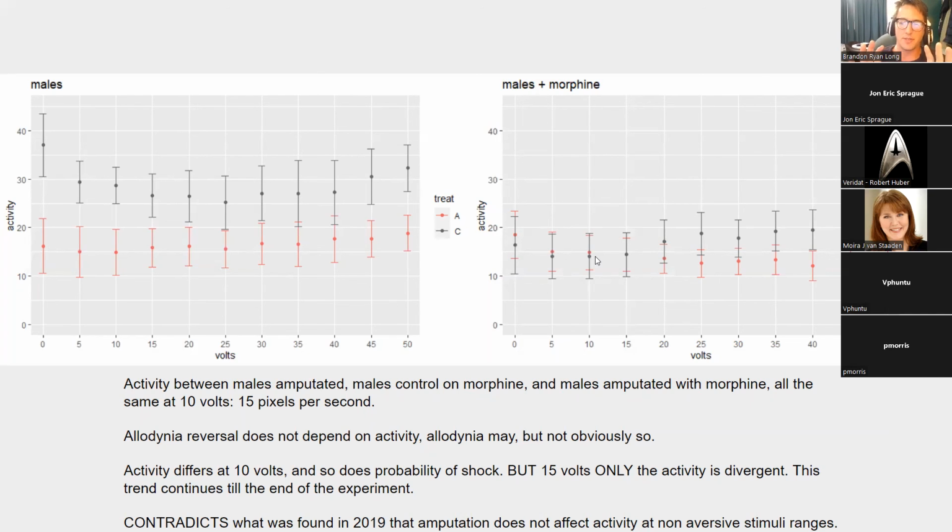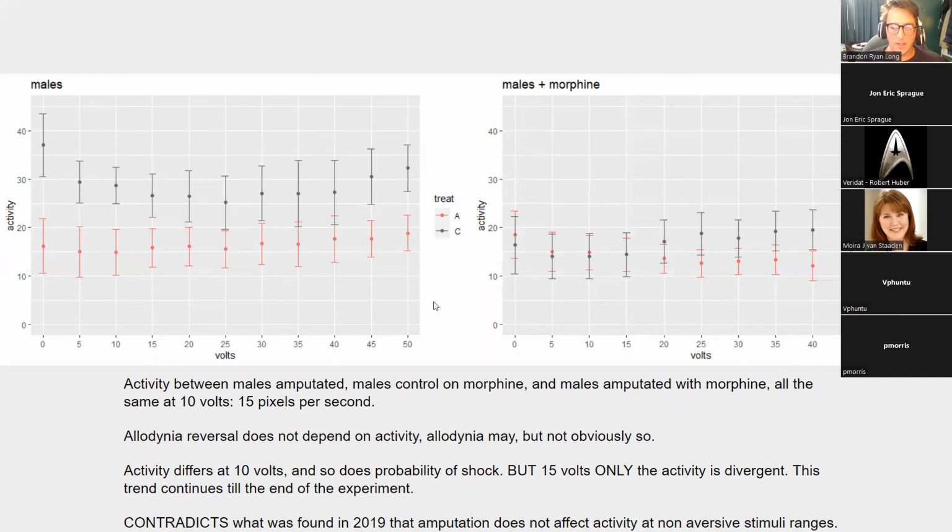Furthermore, the activity doesn't have really anything to do with the one-way ANOVAs, and the reason we know that is because if we look at the males, their activity here and their activity here, the groups that are doing this calculation are the amputated not on morphine and the amputated on morphine. These comparisons are almost exactly the same activity levels. They're a little bit different in the confidence level, but they're exactly at 15 pixels per second. So the reversal doesn't seem to depend on activity. Obviously activity has something to do with the amount they're moving around and probably the amount they're going into the shock side. But for this calculation, it doesn't seem to depend on it really much at all.